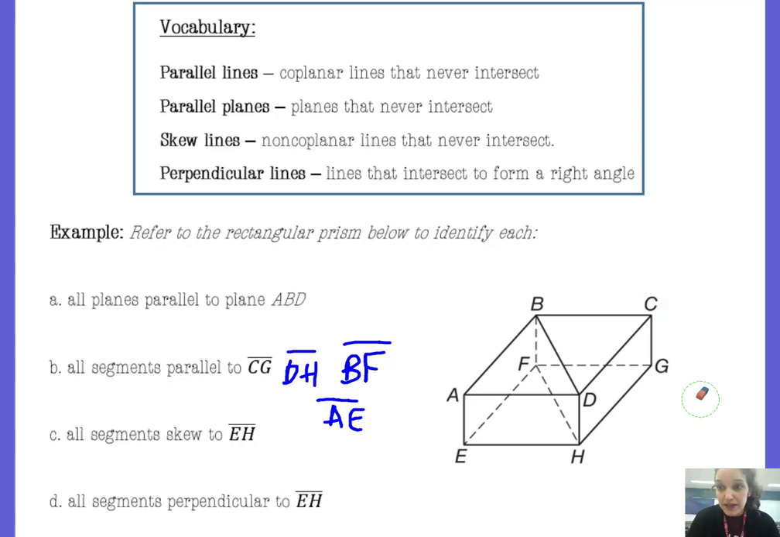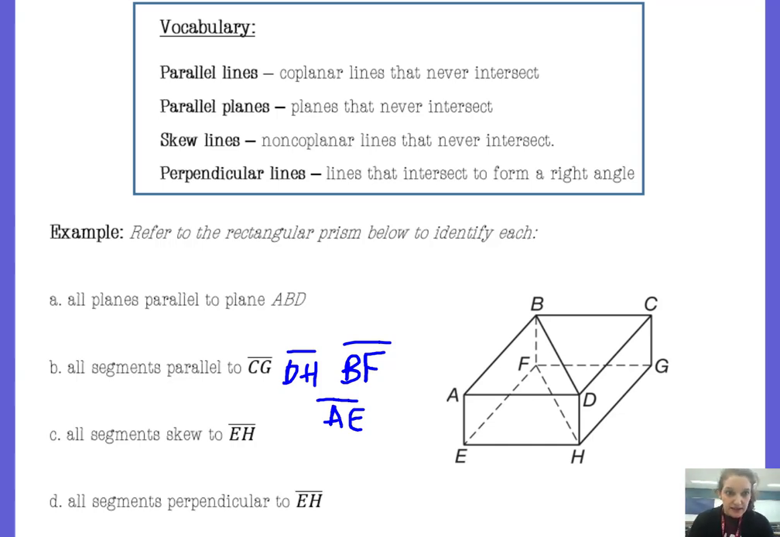Okay, so parallel planes are planes that never intersect. So if you think about this prism, we have the top and the bottom. The top and the bottom are never going to intersect. The front and the back are never going to intersect. The left side and the right side are never going to intersect.